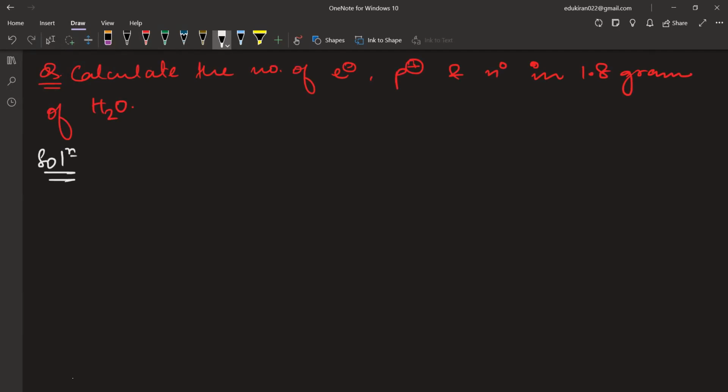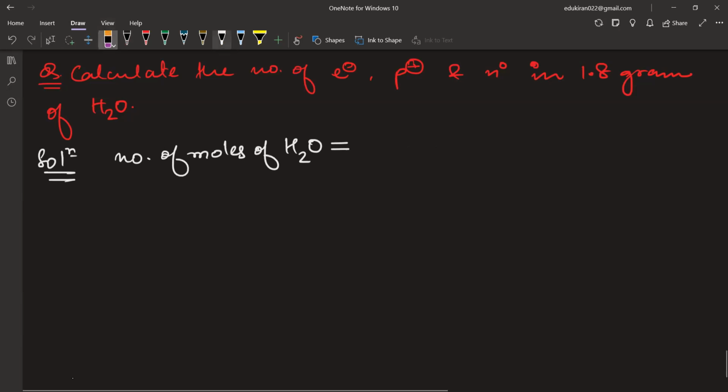So how are we going to solve this? First of all, we can only calculate all of these things if I have this amount of water in terms of moles. You will first calculate the number of moles of H2O. What is the formula? If the mass is given, then what formula do we use? Please tell me. Aisha, Iram, quickly tell me. Given mass divided by molar mass. Yes.